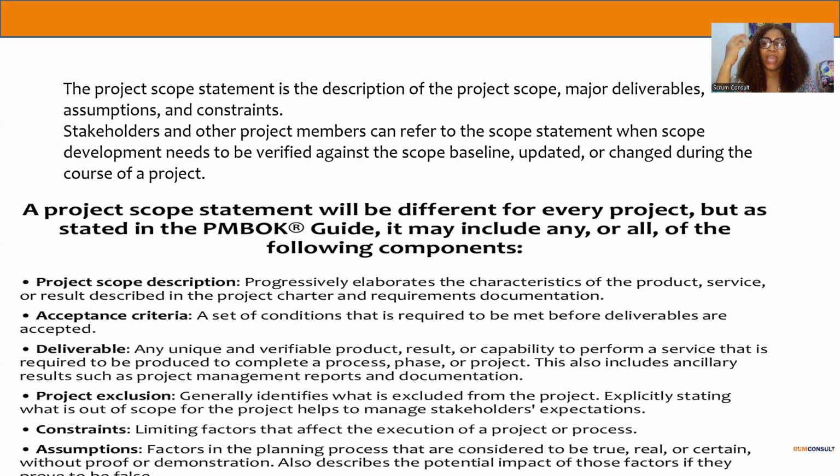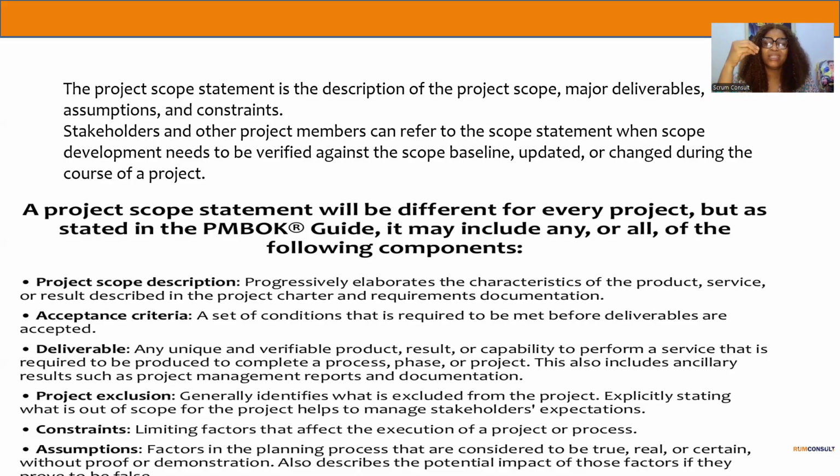So for PMI best practice, it's saying that your scope statement must have your project scope description, which just elaborates and describes the project, okay? A summary of the objective of the scope, okay? And you have your scope criteria, which is a set of conditions which the scope will have to meet before it will be accepted. In Agile, we call this definition of done. It has to be in your scope statements.